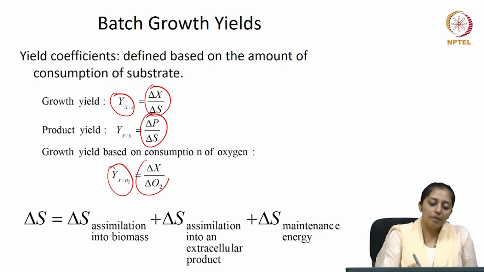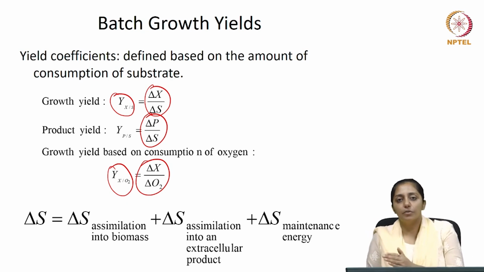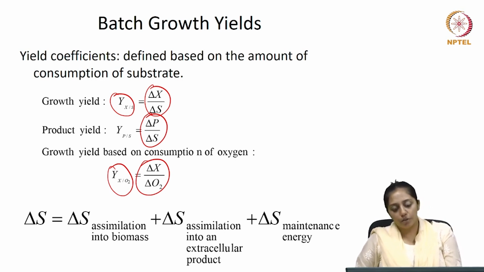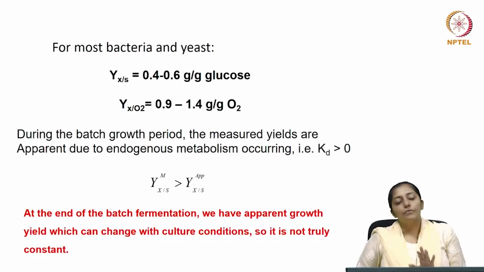So, to have an idea about how the substrate is getting consumed during the batch cultivation, some of the substrate gets accumulated for the growth, which means for the production of biomass. Some of the substrate gets assimilated or used up for the production of the product which is coming out, and some of the substrate is getting utilized for the endogenous metabolism or the maintenance energy. So, for most bacteria and yeast, this is an average range of Yx by S and Yx by O2 which you can come across.